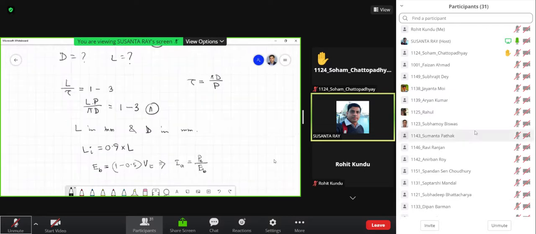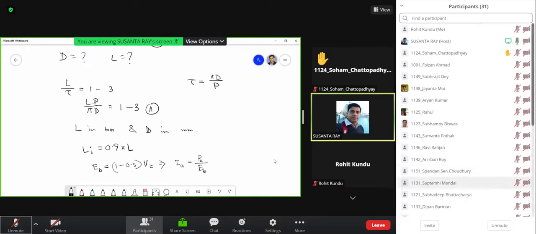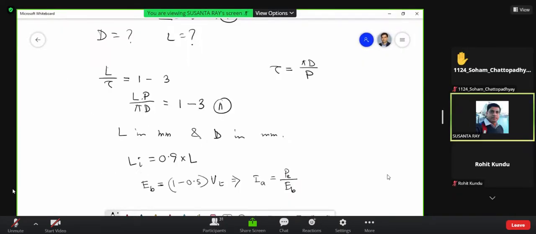Okay, so next, if you have determined the L and D, then we can proceed with this L and D. Though we are determining L and D in millimeter, in most of the expressions we have to put the value of L and D in meter. Okay, so that you should remember.